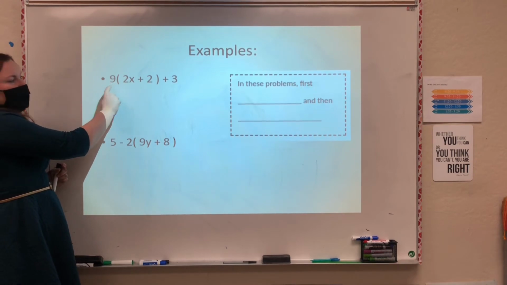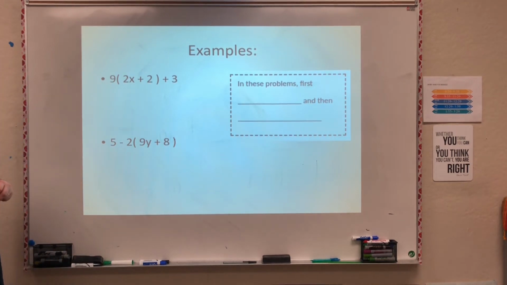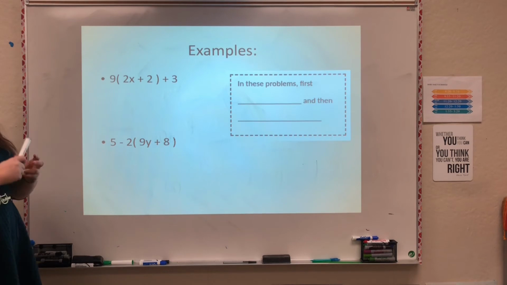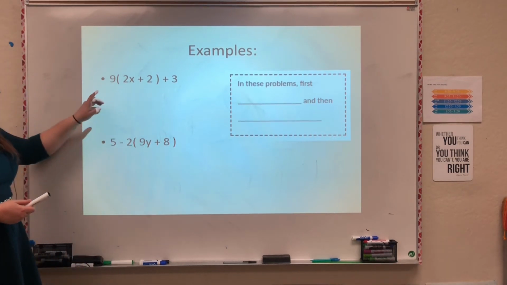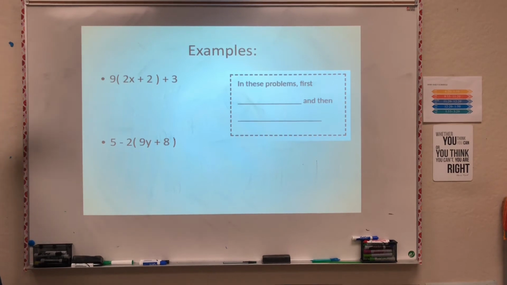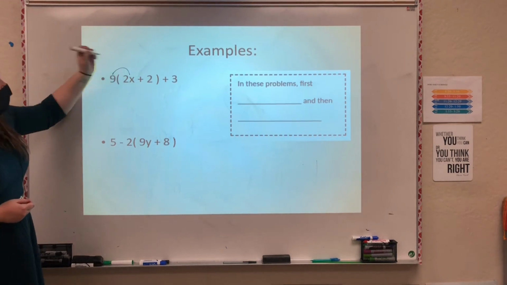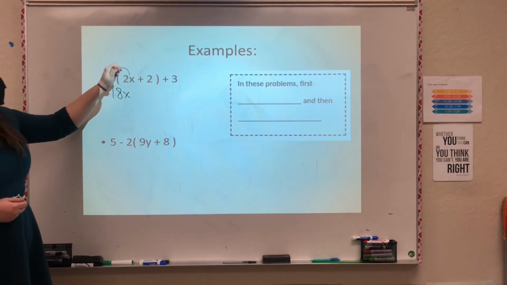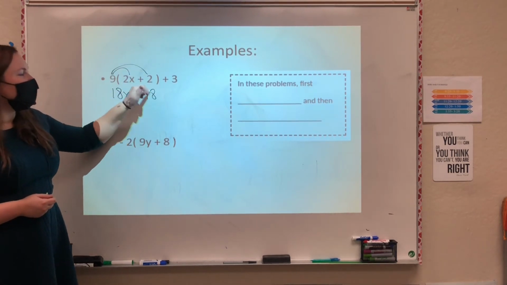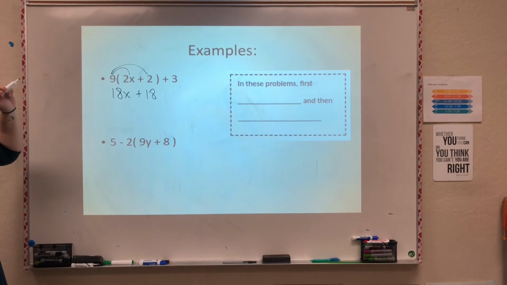What does this part mean? I'm going to multiply inside the parentheses. Yep. And the word I heard you say, we're going to multiply inside the parentheses. So tell me exactly what we need to do now. 9 times 2x is 18x. Mm-hmm. And 9 times 2 is 18. Okay. And then plus 3.